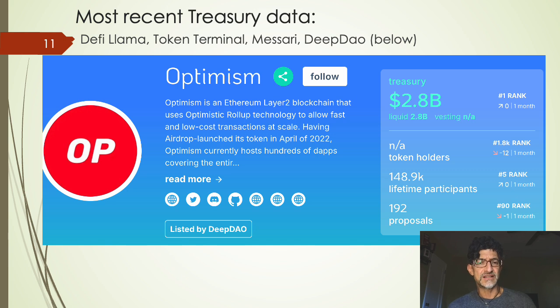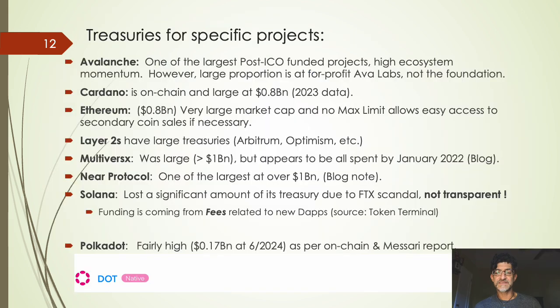Let's go to the next slide. So this one here, most recent Treasury data. What's good about this example, and this is from DeepDAO, this is actually telling you literally the most recent size of the Treasury. So this is what you want. You want to know how much money they have now, not a year ago. And if you look on websites, blogs, even artificial intelligence, you go to ChatGPT, Perplexity, Grok, and there's another one, Gemini, you cannot find this data.